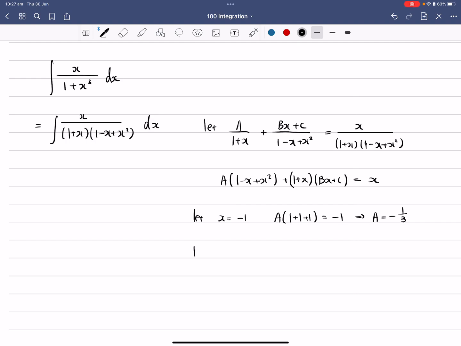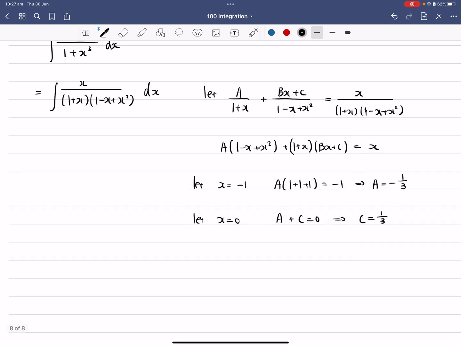Next we're going to let x equal to 0. We've already got the result for a, and if I let x equal 0, b cancels out, so at least I can get the value of c. That gives you a plus c is equal to 0. Now we know a is equal to -1/3, so c is equal to +1/3. That's easy.